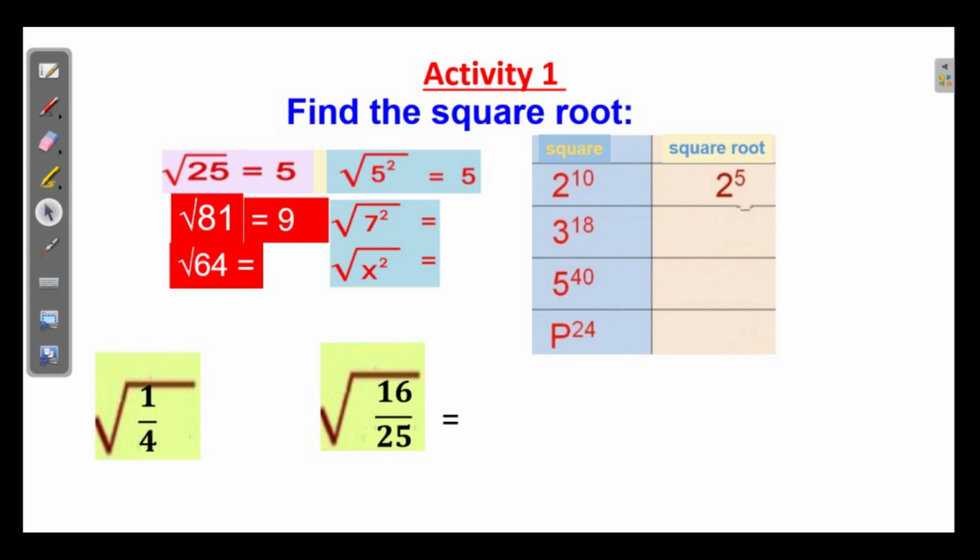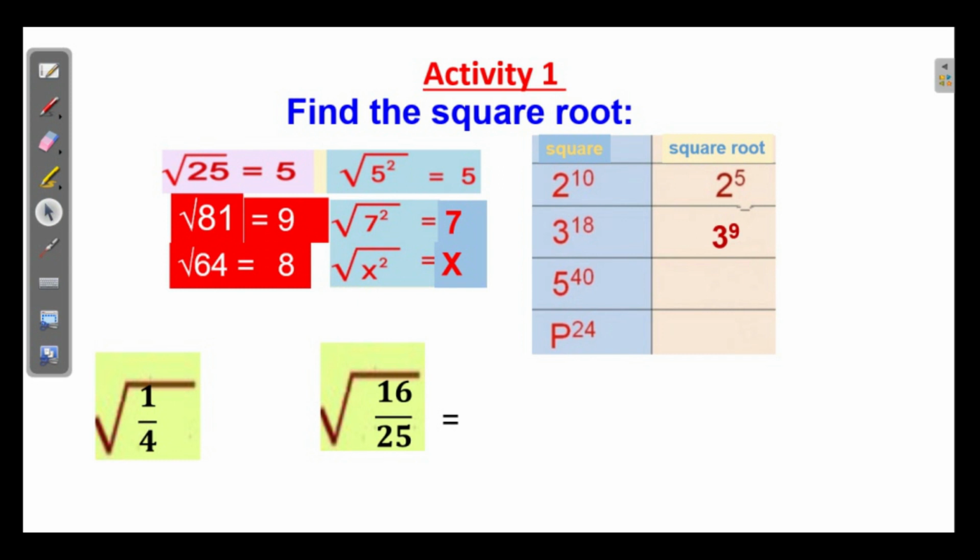Then, square of 8. 8 square is 64. So, square root of 64 is equal to 8. Square root of 7 square is 7. Square root of x square is x. Then 2 raised to 10. The square root is 2 raised to 5.